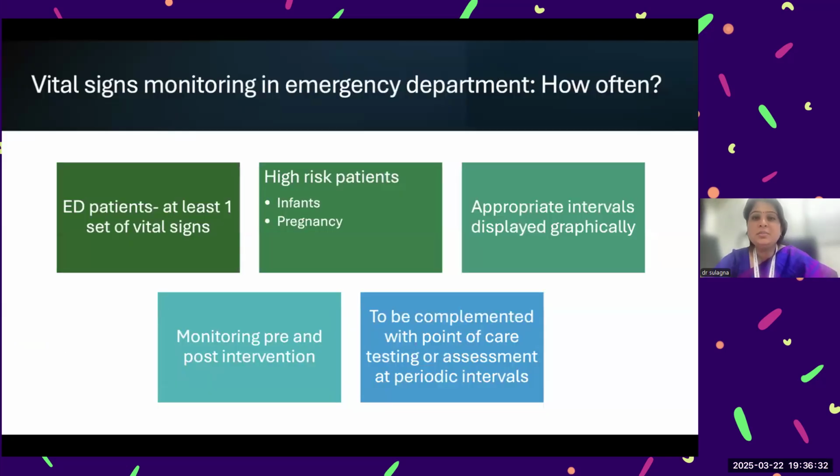Now, in emergency patients, how often should we measure? It should be during each shift, and in the emergency, after presentation, at least one set of vitals should be measured. They can be measured more frequently in high-risk patients like infants and pregnant patients. They should be appropriately displayed graphically with the intervals. The monitoring, and pre and post intervention, should be decided based on the values, and complemented with point of care testing and assessments at periodic intervals, as clinically indicated.